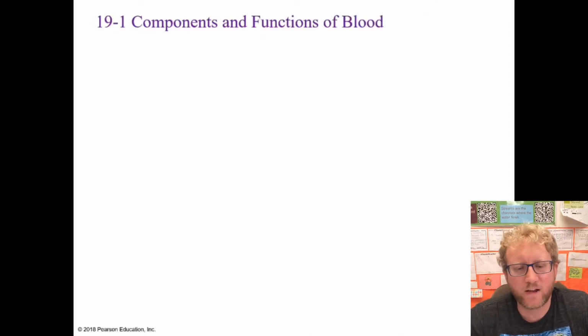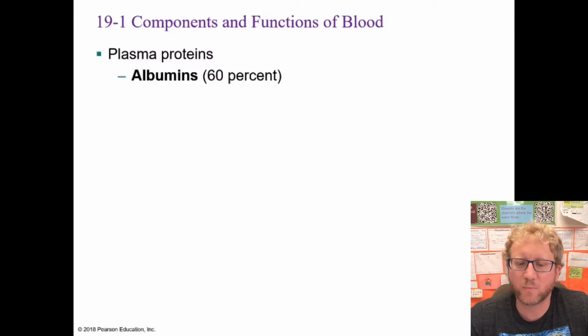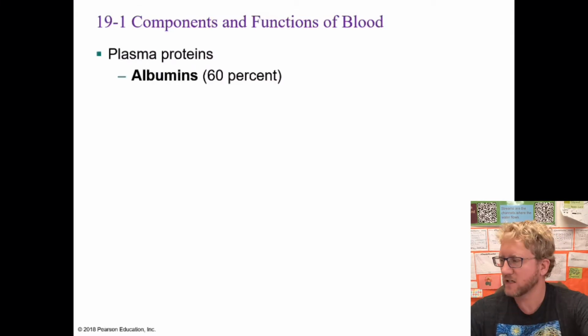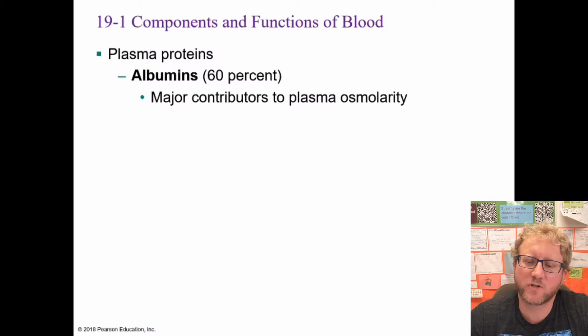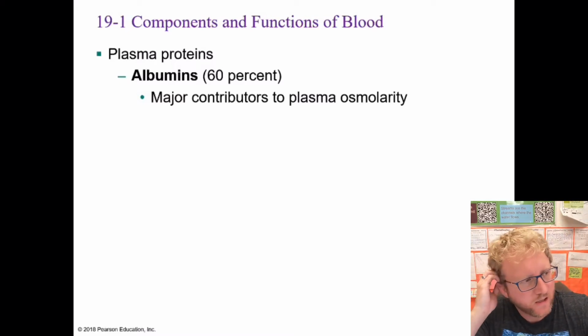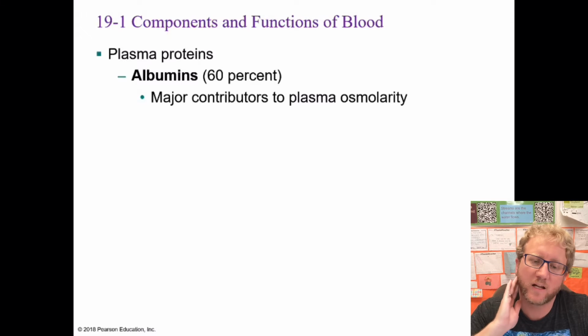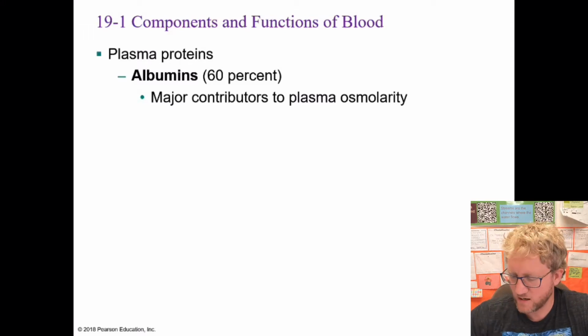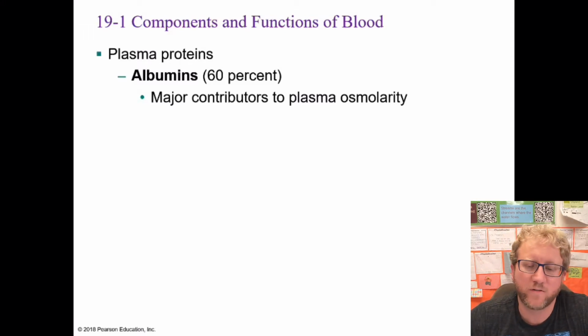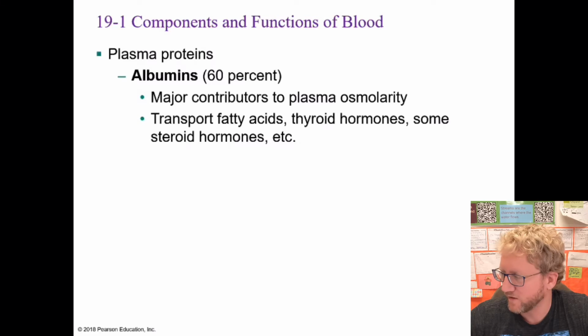Some important proteins that are found in plasma include albumin. That's most of the proteins. They contribute to osmolarity. So when we talk about the kidneys, and we'll get into a lot greater detail about how water concentration is regulated in the blood, a lot of it has to do with albumin and the processes of driving water movement because of this protein. It's also a major transport protein for fats, hormones, and stuff like that.